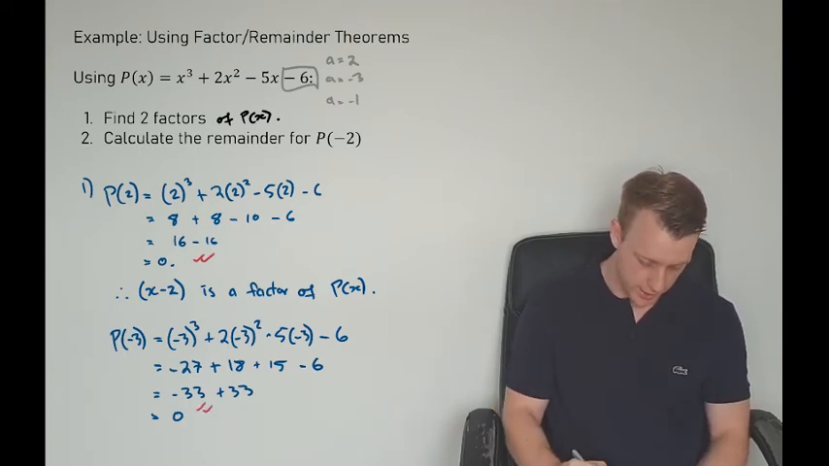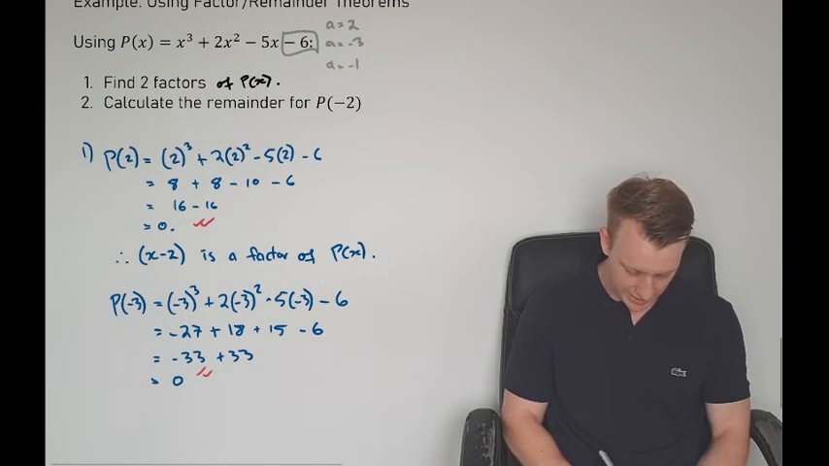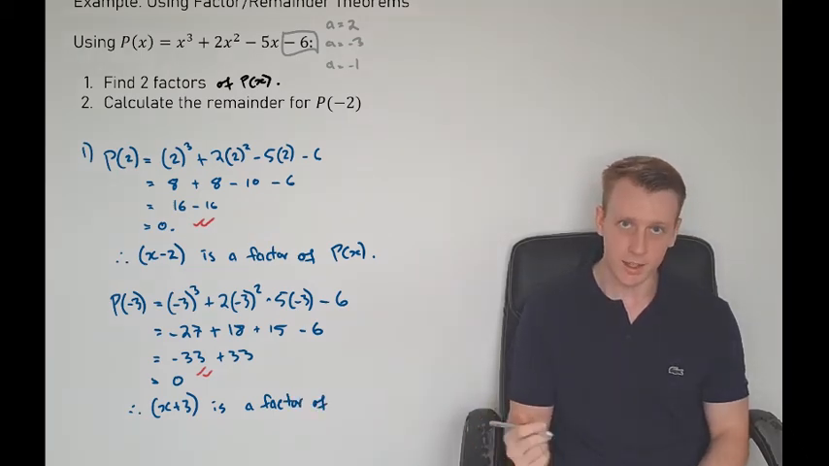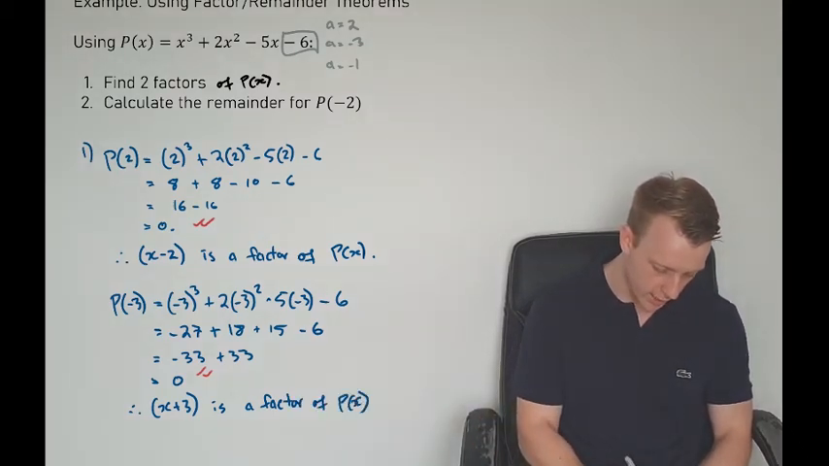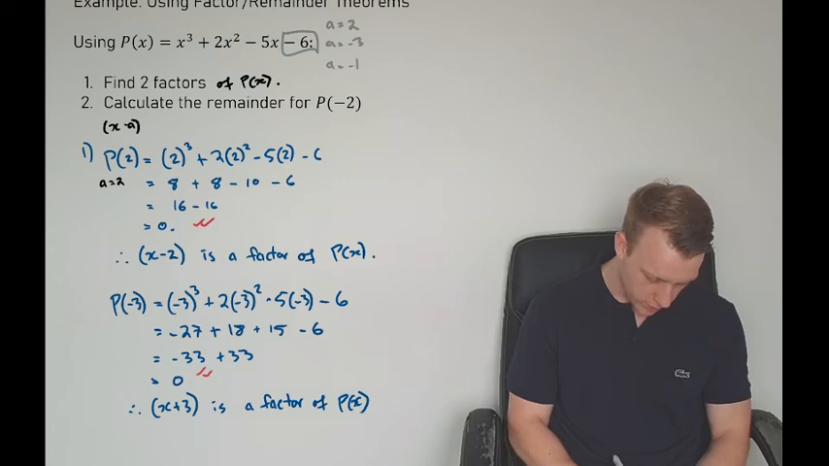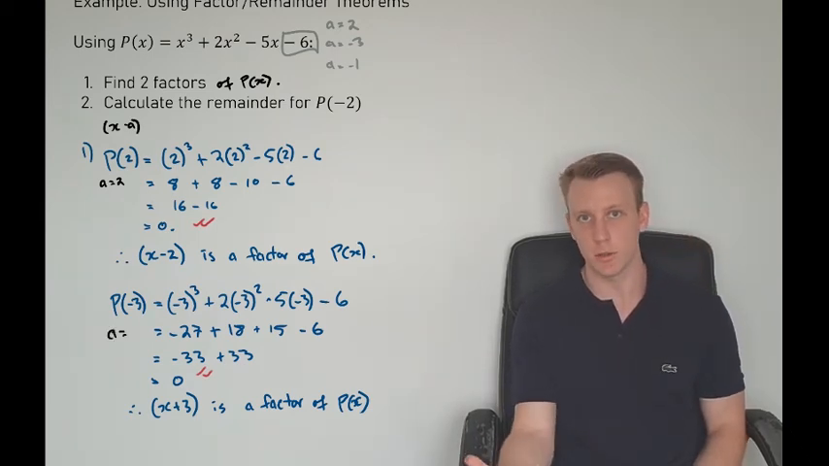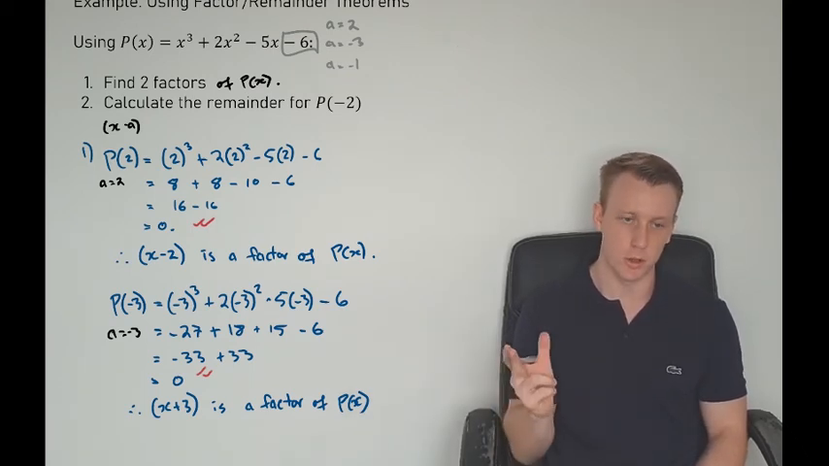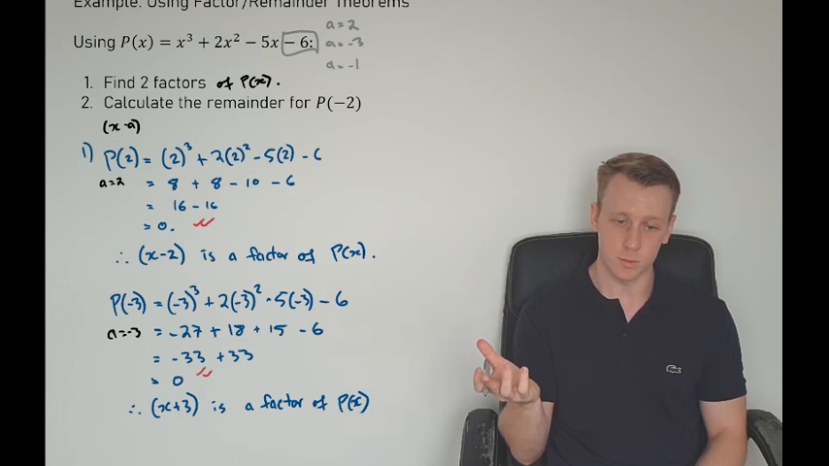So that means that I need to make a little statement here. Therefore, x plus 3 is a factor of P of x, because this one was A equals 2, and I know that the factor form is x minus A. Here, A was equal to -3. So when you substitute A equals -3, it's a double negative, so it turns into a positive. So we can't get tricked up on those negatives. So that's finding factors of polynomials.